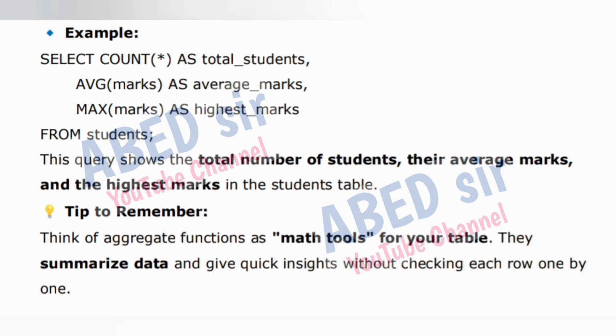Example: SELECT COUNT(*) AS total_students, AVG(marks) AS average_marks, MAX(marks) AS highest_marks FROM students. This query shows the total number of students, their average marks, and the highest marks in the students table. Tip to remember: think of aggregate functions as math tools for your table. They summarize data and give quick insights without checking each row one by one.